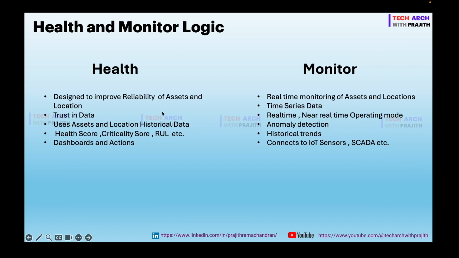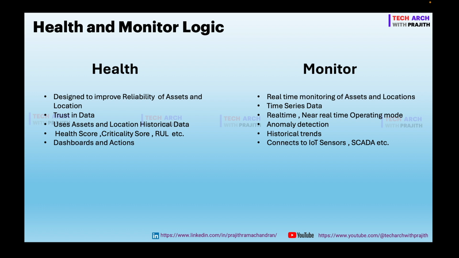So let's recap some logic about Health and Monitor. What is the purpose of this application before we go into the estimation part? Health is designed to improve the reliability of assets and locations. It improves the trust in your organizational ALM data. Health uses asset and location historical information, as I mentioned, like the number of corrective work orders done, service requests, and additional data points, to calculate the score of the asset.